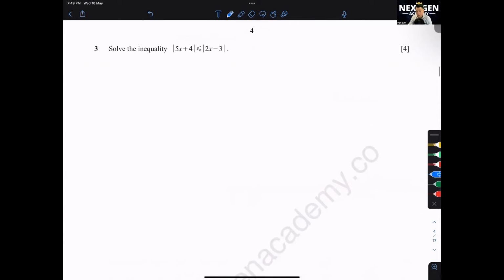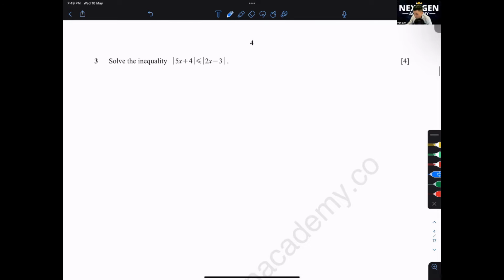Question 3. Solve the inequality modulus 5x plus 4 less than or equals modulus 2x minus 3. For a modulus inequality, if both sides have modulus, what do we do? We need to remember this. You just square both sides. Whether it's less than or more than, the easiest way is actually just to square both sides. Don't need to do the plus minus and all. I think it will be a bit longer and a bit more confusing also. So just square both sides.